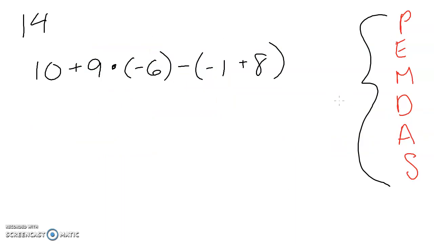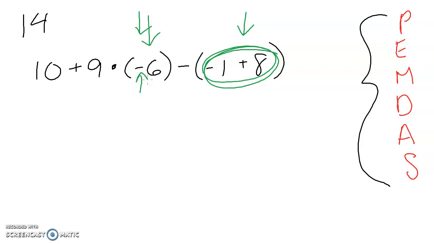The second expression for problem number 14 is 10 plus 9 times -6 minus a -1 plus 8. So again, we are going to start with our parentheses first. So this set of parentheses has something for me to do. This one does not. This one is more of just a placeholder set of parentheses, so you can clearly see this negative sign. But I do have something to do in the right set of parentheses.